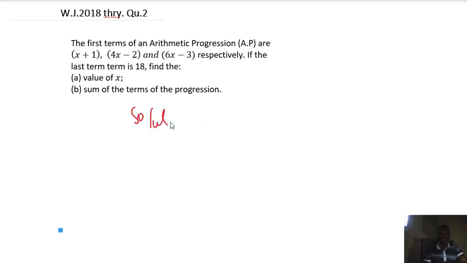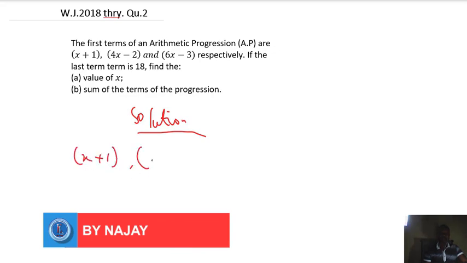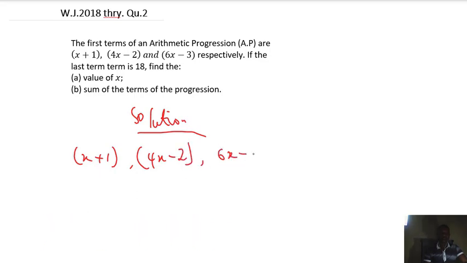So students, let's see how we can find the value of x. These are the terms we have here: x + 1, 4x - 2, then 6x - 3, then up to the last term, which is 18. The question says we should find the value of x.